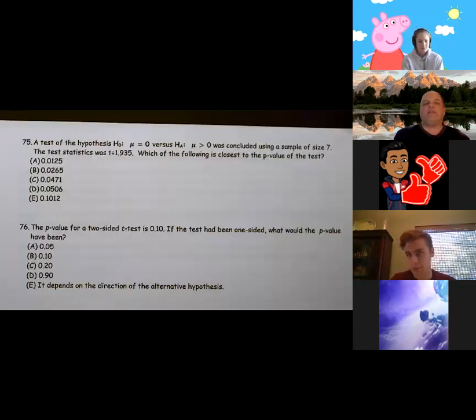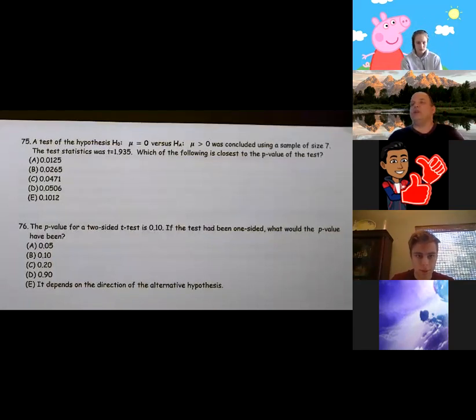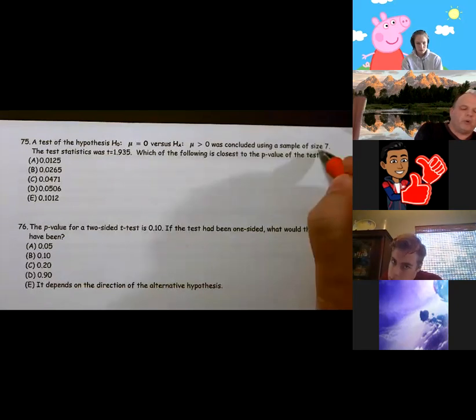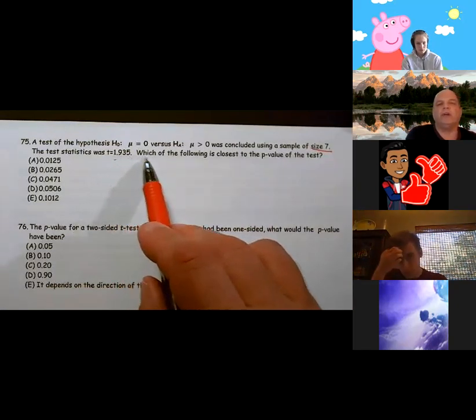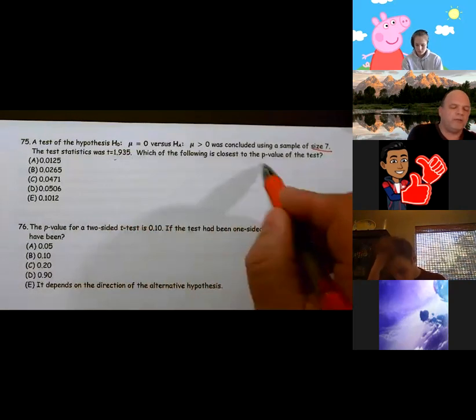All right, number 75. I hope you stayed along for this one because this is one of the easiest problems in all of AP statistics, but people forget about it because they forget about this particular function on the calculator, but absolutely one of the easiest. So a test of hypothesis, mean equals 0, alternative greater than 0 was concluded using a sample of size 7. This is going to be important. The test statistic was t equals 1.935, which of the following is closest to the p-value.